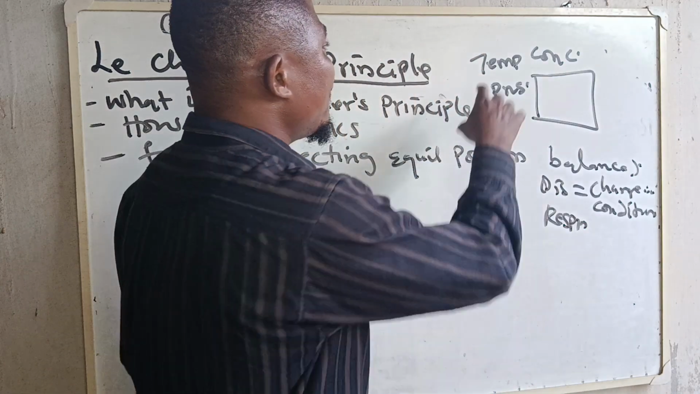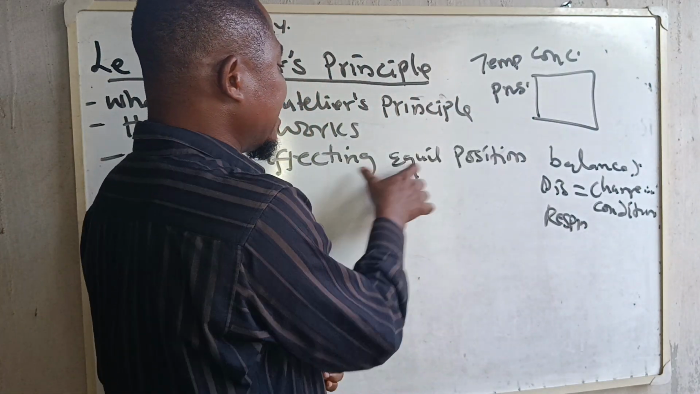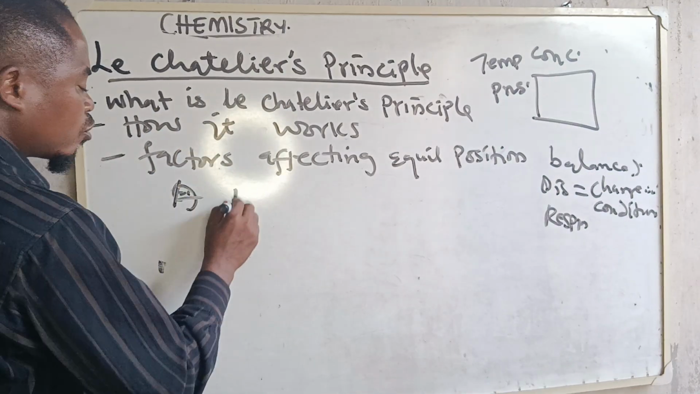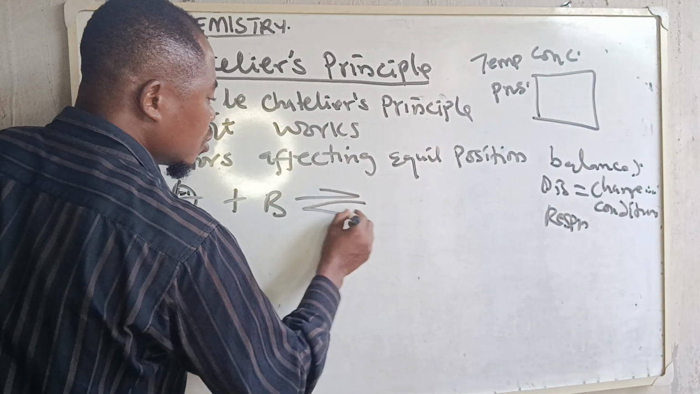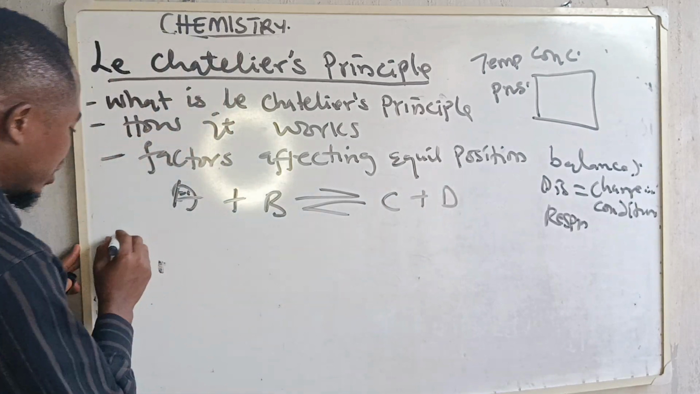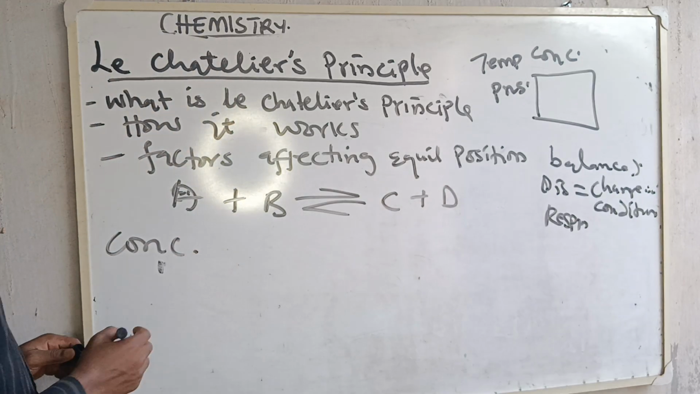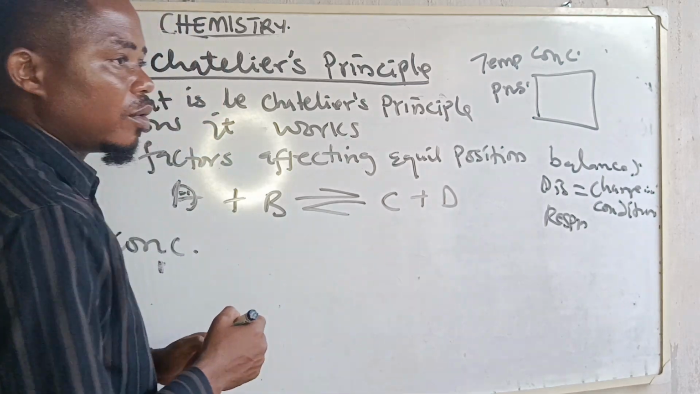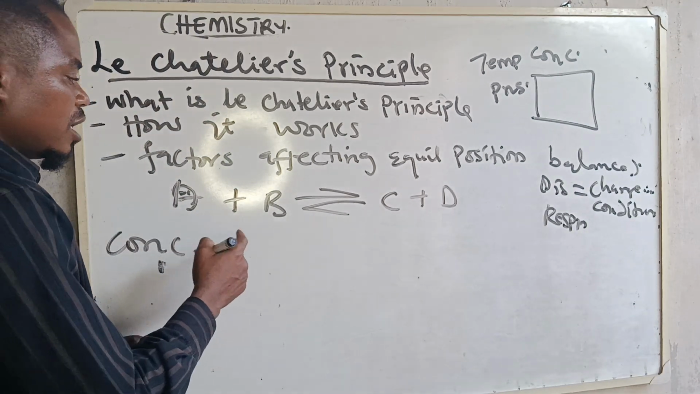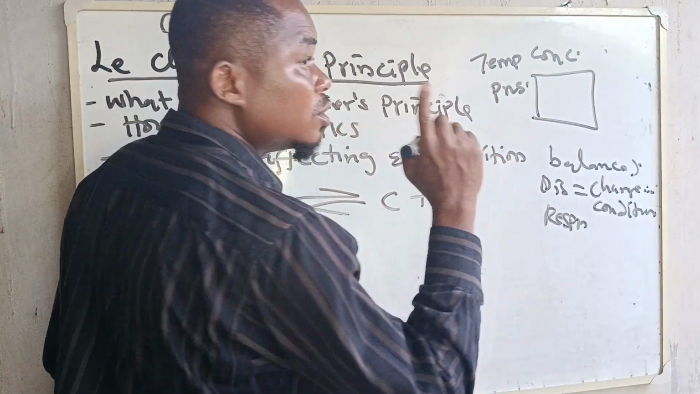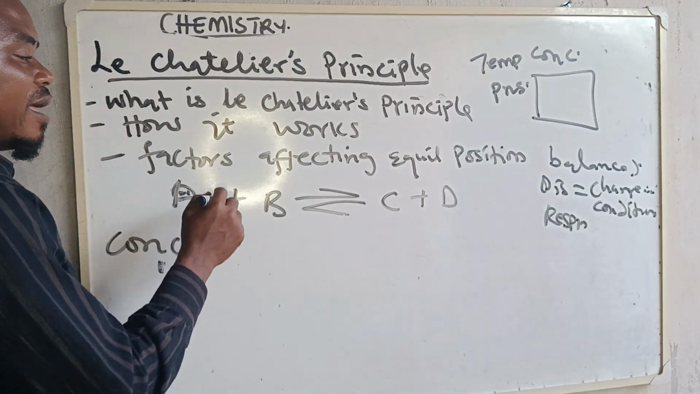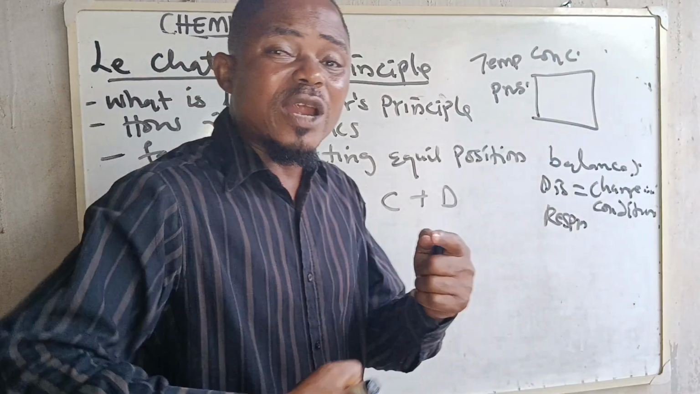Now let's look at the effect of each of these factors affecting a state of equilibrium. One, concentration. Now, for a system in equilibrium, A plus B going to form C plus D, how will concentration affect it? An increase in the concentration of A for a system in equilibrium will lead to what? It will shift the equilibrium position to the right. Why? Because the system will try to use up the additional A.